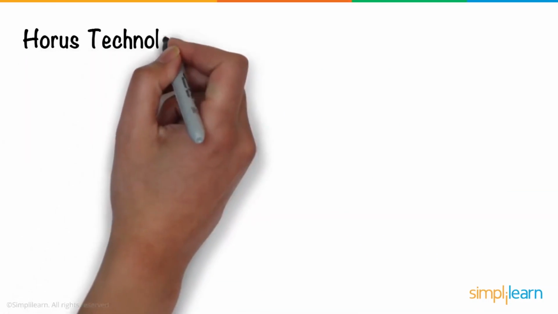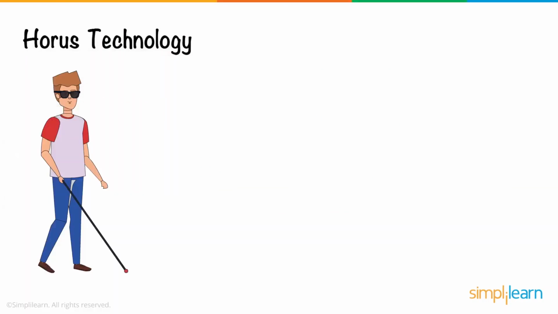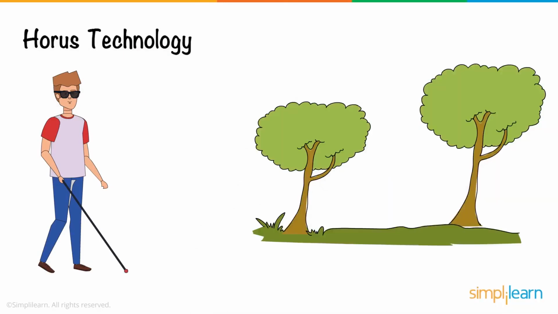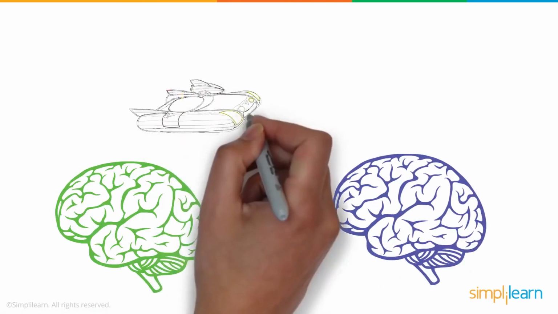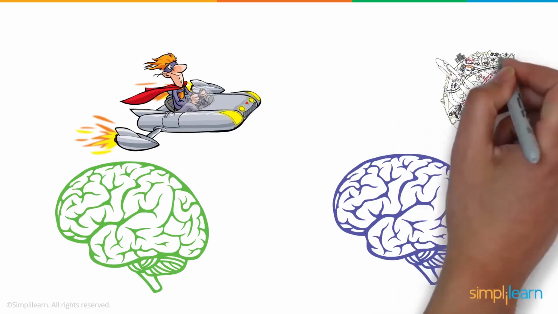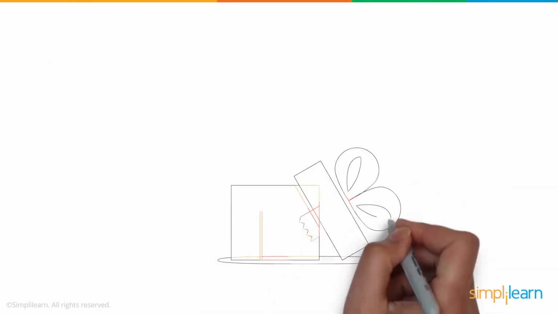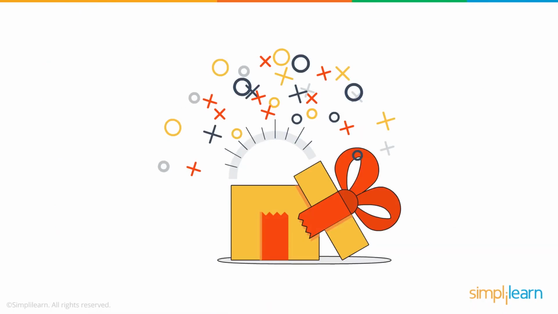In fact, Horus Technology is working on a device for the blind that uses deep learning with computer vision to describe the world to the users. Replicating the human mind in its entirety may not be just an episode of science fiction for too long. The future is indeed full of surprises. And that is deep learning for you in short.